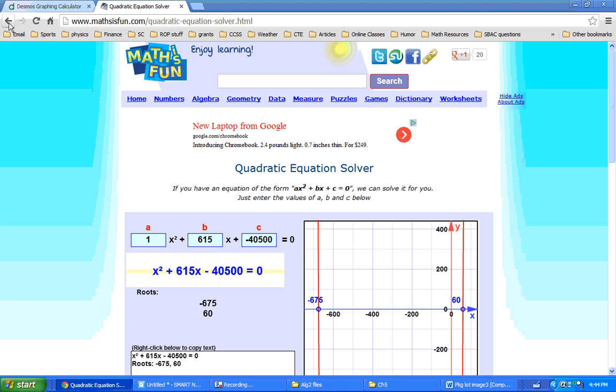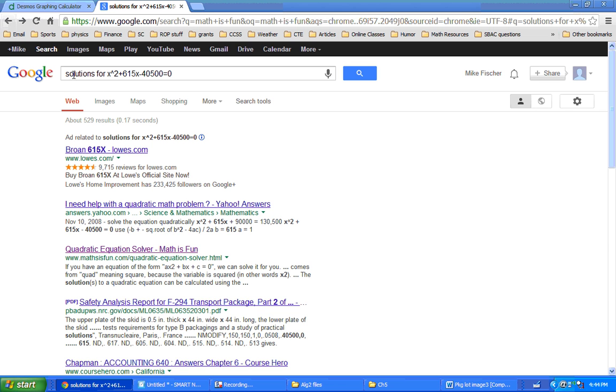Guys, I did a quick Google search. I just typed in solutions for x squared. This is how computers see an exponent. That little caret sign is on your keyboard, the top of the 6 button. So I just typed in x, shift 6, and it gives me that caret. That means x squared plus 615x minus 40,500. I just Googled solutions for this. Look what I came up with.